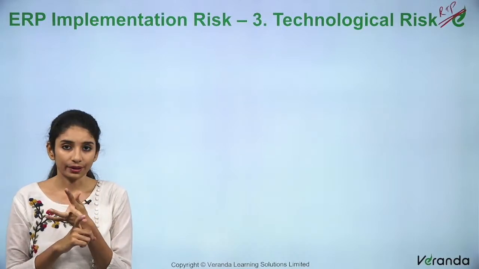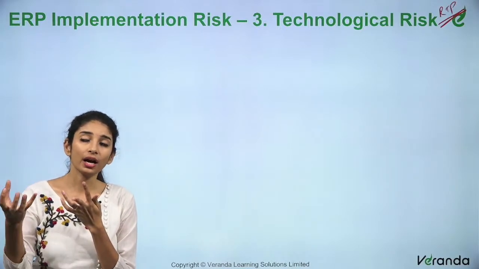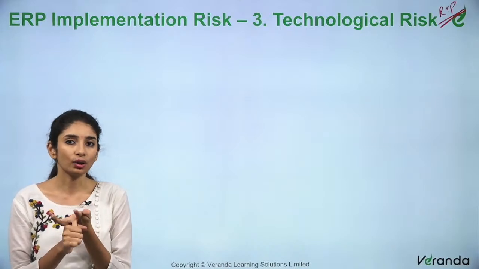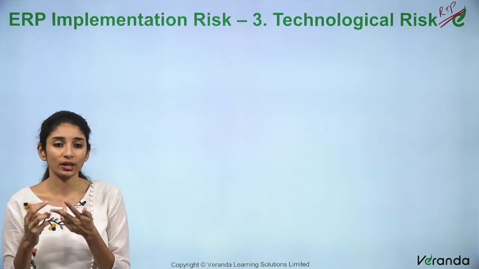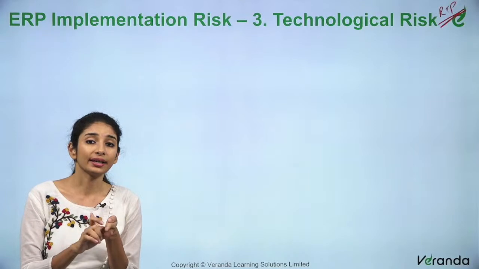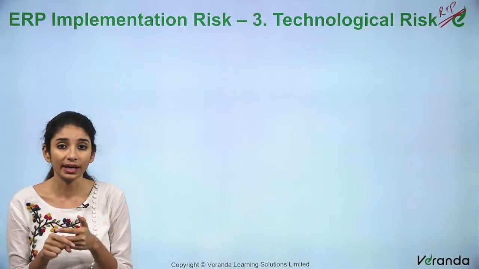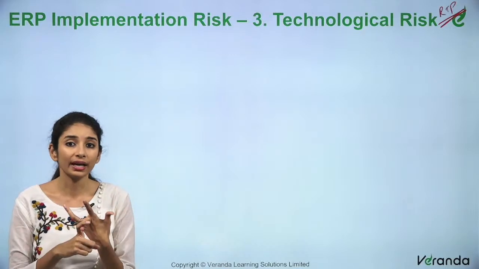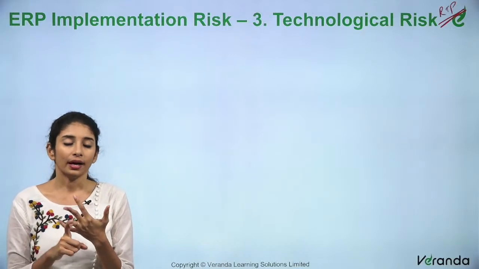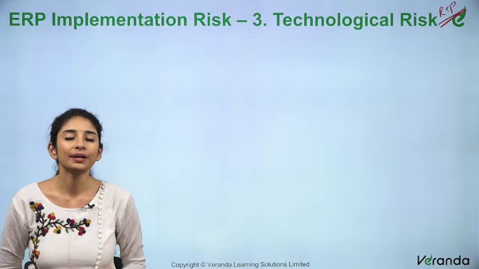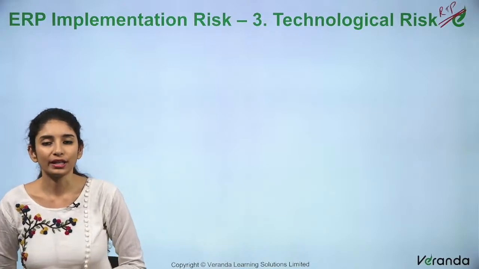Number three, upgrades and enhancement. If I am not making my ERP upgraded with the current laws, for example, GST rate for my product has changed, but I have not updated that in the system, that is a technological risk. The software needs to be upgraded with the latest developments. And number four is application portfolio management.